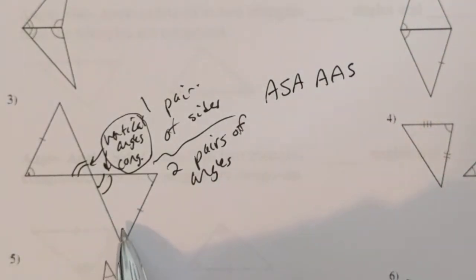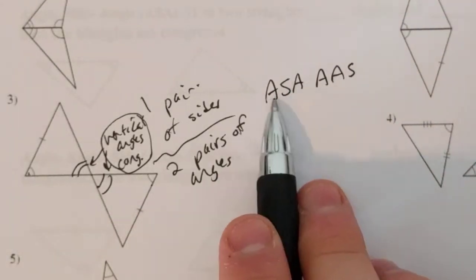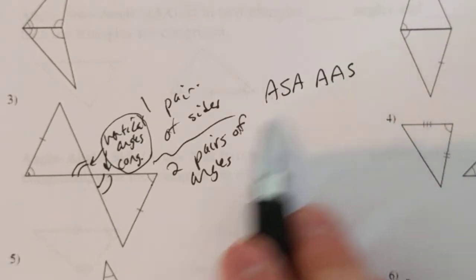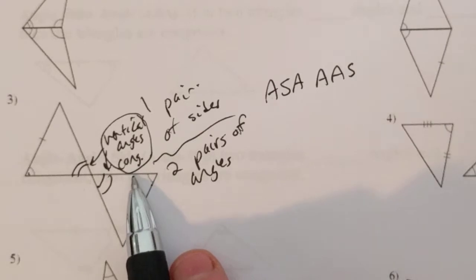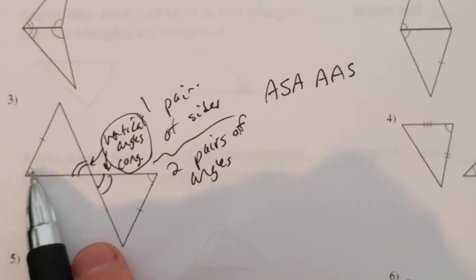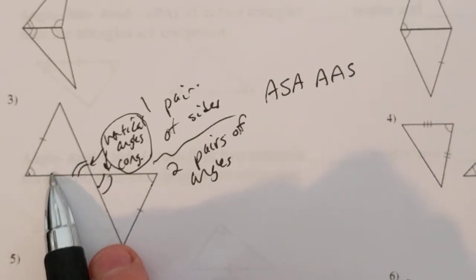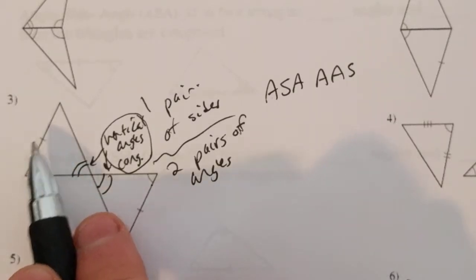We've got to look at the order here. Is the side length in between the two angles, or is the side length excluded? That's what you look at. So the two angles are here and here. The side in between them is not marked. Same thing over here. Angle, angle, no side marked here. But there is a side marked that's excluded.